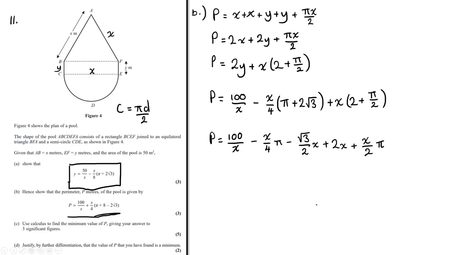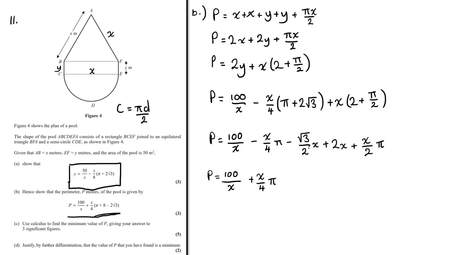So here, I think it makes sense to take this pi and simplify it, because what they've got here is just clearly pi x over 4. So that's what we want to show here. So I've got minus x over 4 pi plus x over 2 pi. And if we simplify that, then I get p equals 100 over x minus x over 4 pi plus x over 2 pi. That does simplify to give us x over 4 pi. So x over 4 pi.